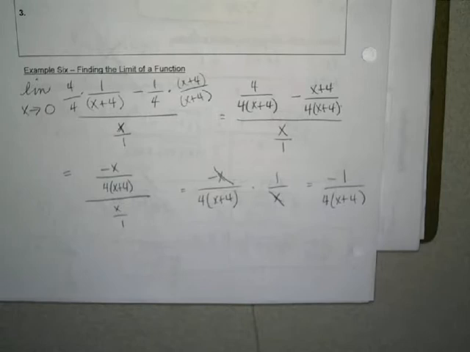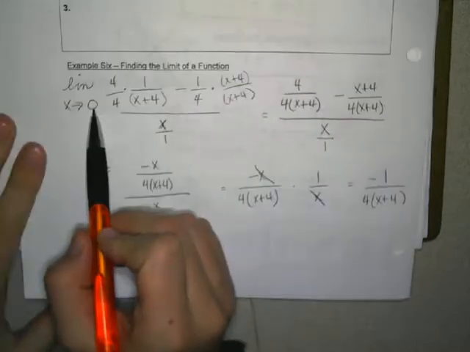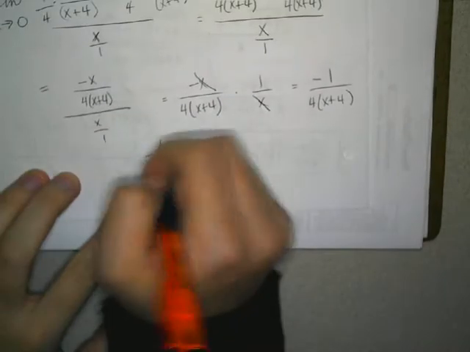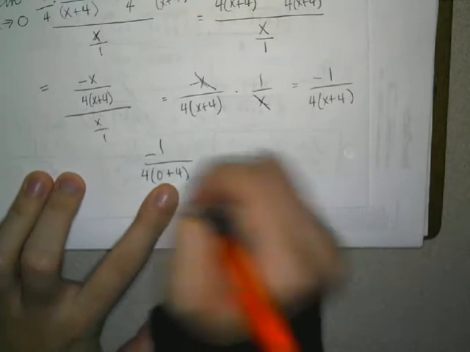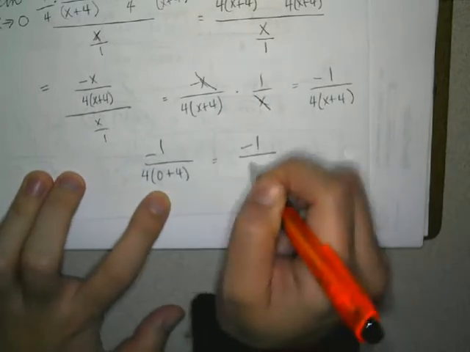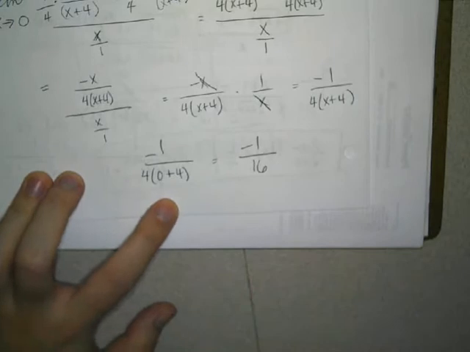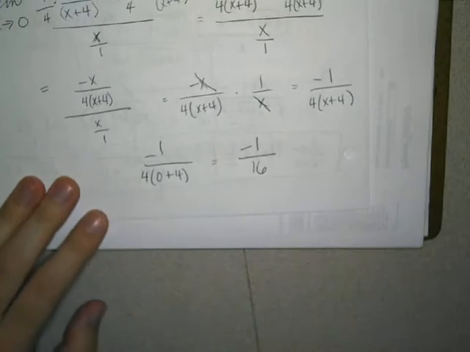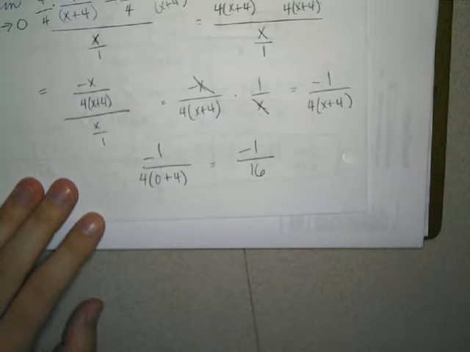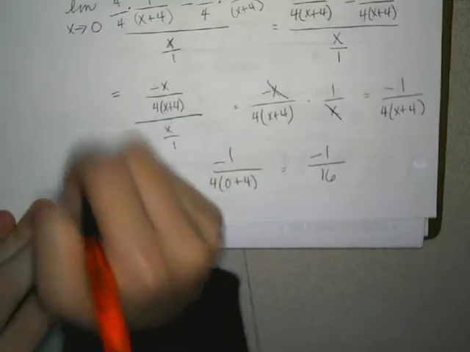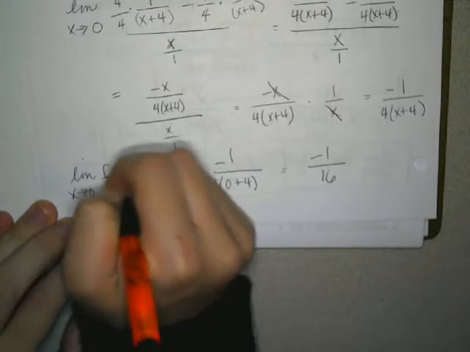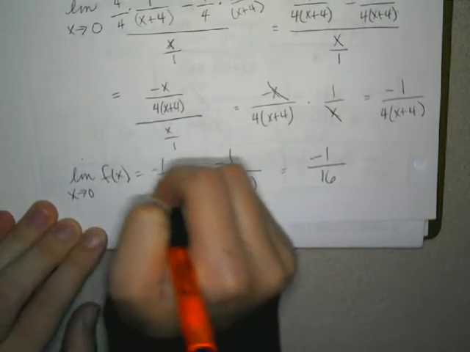Yeah, try direct substitution again. And what am I plugging in? 0. You're plugging in the c value from the original. So if I plug in 0, I get negative 1 over 4 times 0 plus 4, which ends up being negative 1 over 16. So because I didn't get 0 on the bottom, I'm okay, and I can say that that is the value of my limit. And then I would write the limit as x approaches 0 of f of x is negative 1 over 16.